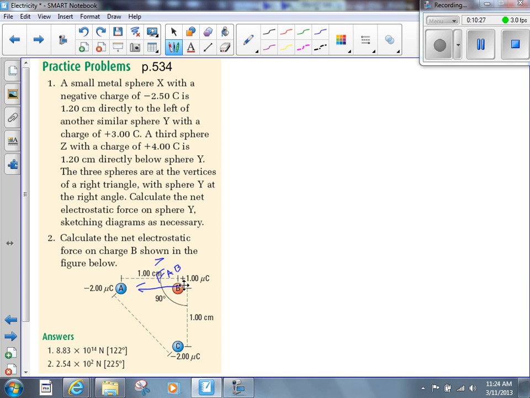Now, we've also got to find the force of C on B. C is negative, B is positive, attractive or repulsive. This is the easy part of the question, right? Negative and positive is always going to be attractive. So if it's attractive, C is pulling B downwards. It's pulling B towards it, downwards. Now, B is also pulling C which way?